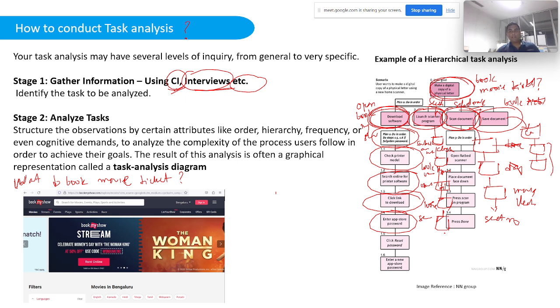So this detailed breakdown of task into subtasks and analyzing the task at a great detail level is the outcome of a task analysis procedure. Okay, so this is how, as a visual representation, hierarchical task analysis is done.